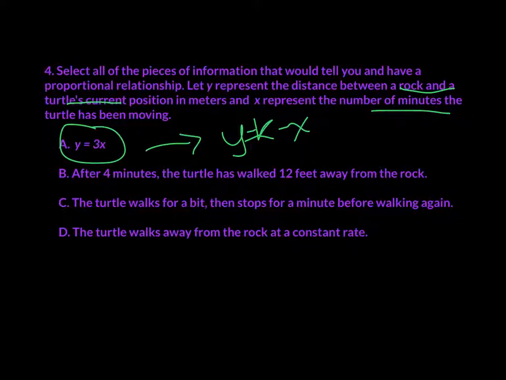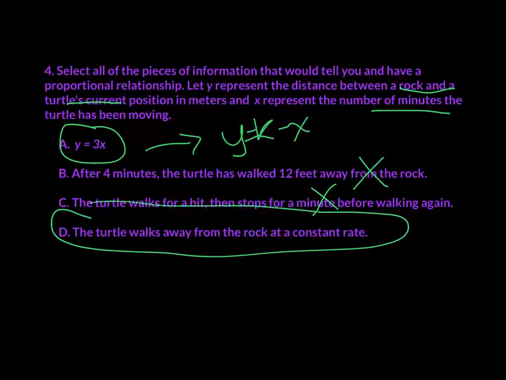The next one: after 4 minutes, the turtle has walked 12 feet. Well, we could assume that it's constant, but it's not very clear whether it is or not. It doesn't tell us that, so that one would not. The turtle walks for a bit and then stops for a minute before walking again. Well, that's clearly not a constant rate. And the last one, the turtle walks away from the rock at a constant rate. Well, that tells us very clearly, so this one is.